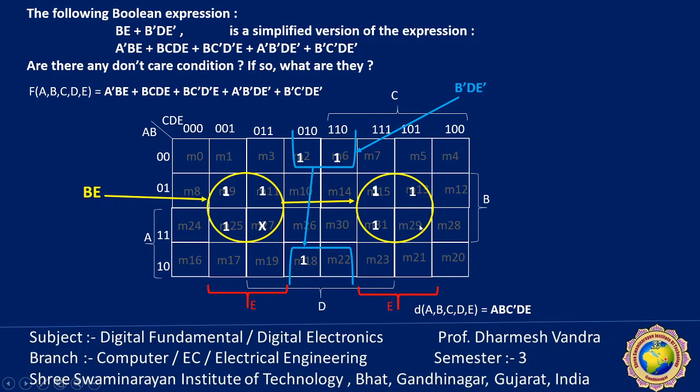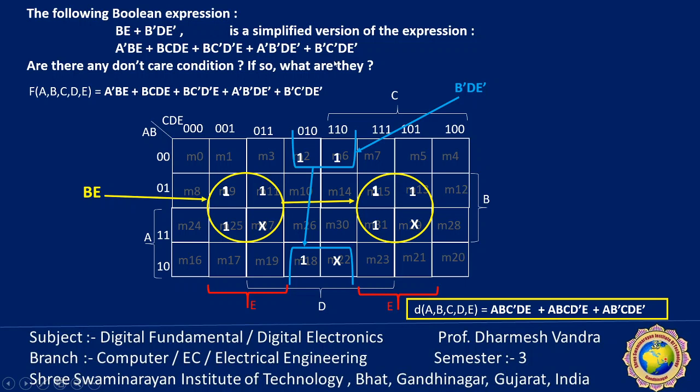The second don't care condition is 29. So 29 is represented by 1, 1, 1, 1, 0: A B C D dash E. This minterm we also need as a don't care condition. And the third is M22. Yes, and it is represented by 1, 0, 1, 1, 0: A B dash C D E dash. So these three don't care conditions are included, which satisfy the simplified version of the given full expression.